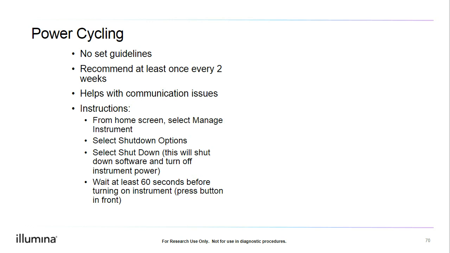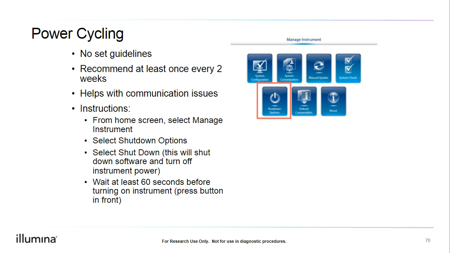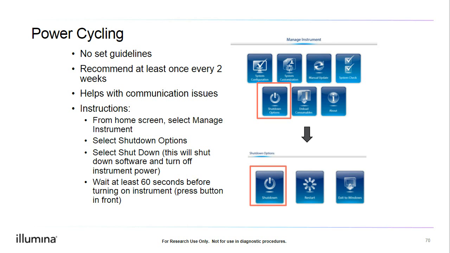To perform a power cycle, go to the Control Software home screen and select Manage Instrument, then select Shutdown Options, and then Shut Down, which will shut down both the NextSeq software and instrument. Once shut off, wait at least 60 seconds before turning on the instrument by pressing the button in the front. This will boot up both the computer and then initialize the control software.